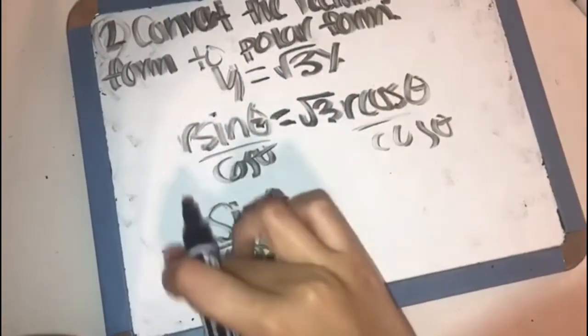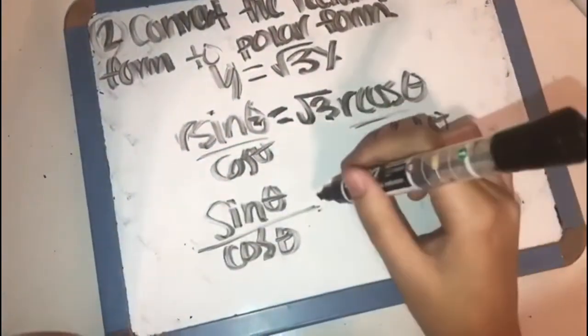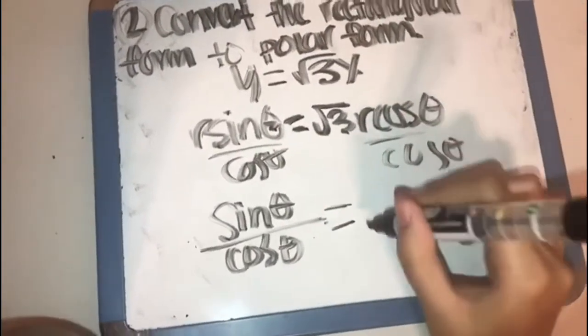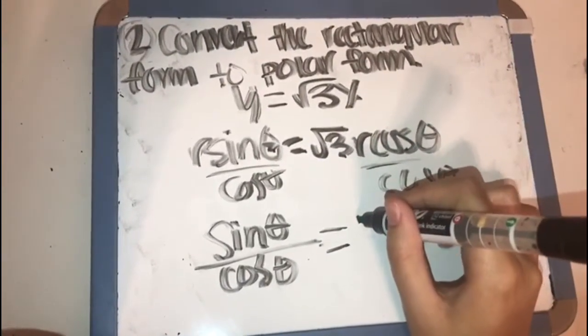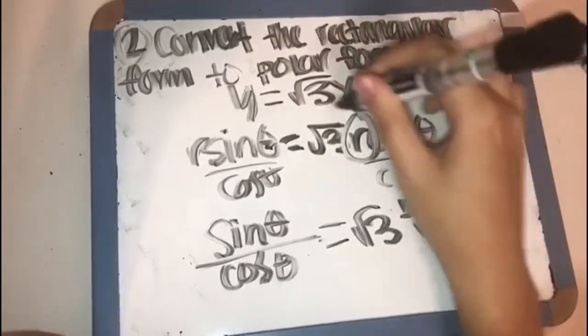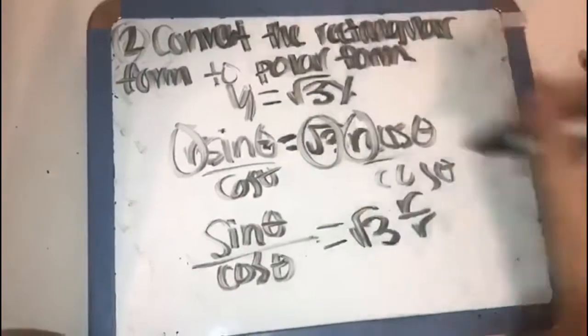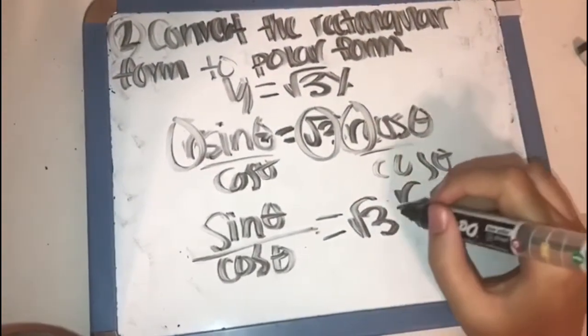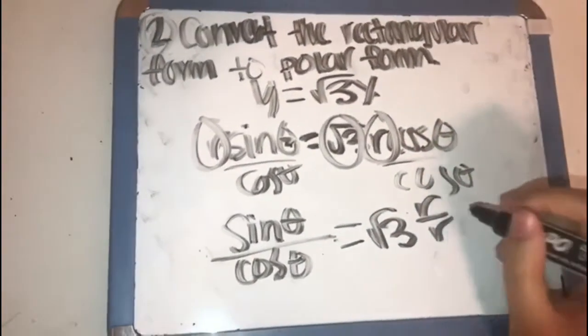Now this one is actually equal to, let me just finish this first. Well, we have square root of 3 left, so square root of 3 r over r, because we have all these symbols left. So this is a square root of 3 and then r over r.